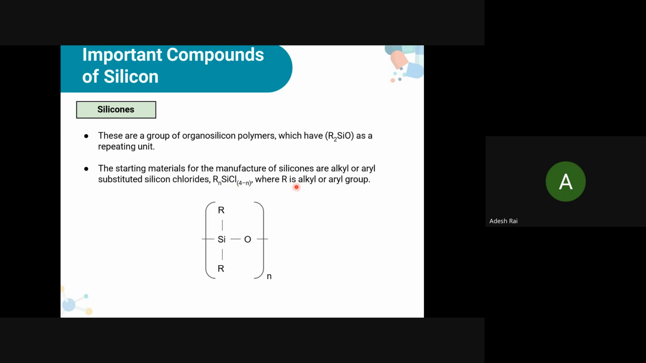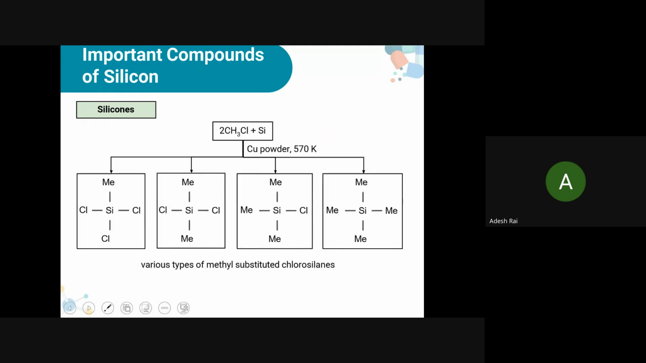Okay. And what is the repeating unit? R2SiO. This is the repeating unit of silicones. So if I see this reaction, CH3Cl, this is RX, plus Si in presence of copper powder at 570 Kelvin. So these are the different methyl substituted chlorosilanes. Now, here only one substitution is done. Here, substitution is done twice. Here, substitution is done thrice. And then here, all the four valencies are substituted.